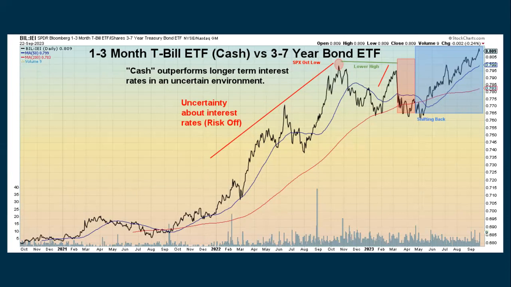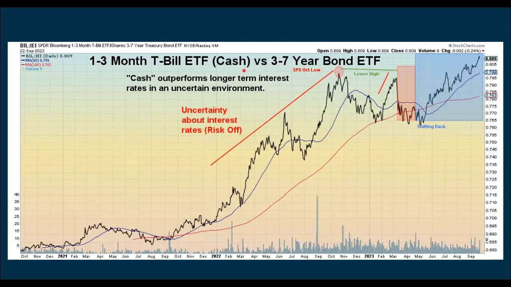And I have shown this from time to time in the daily videos. We take the 1 to 3 month T-bill, which you could pretty much count as cash, and then we compare that with the 3 to 7 year bond. When this is going up, that means that there's a lot of uncertainty about interest rates.